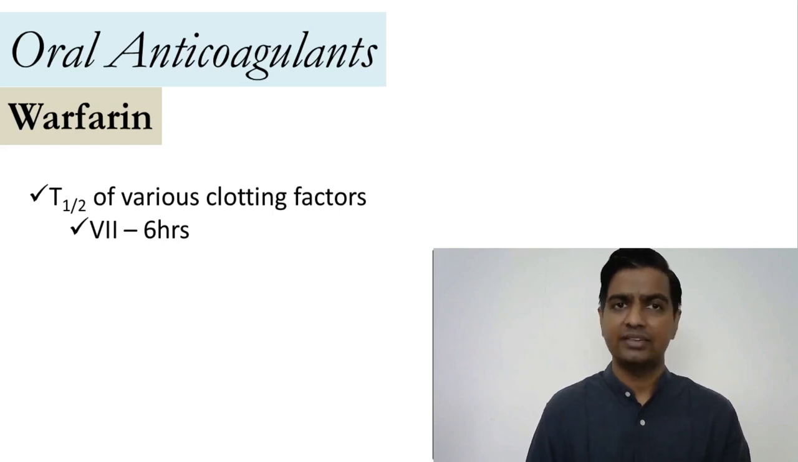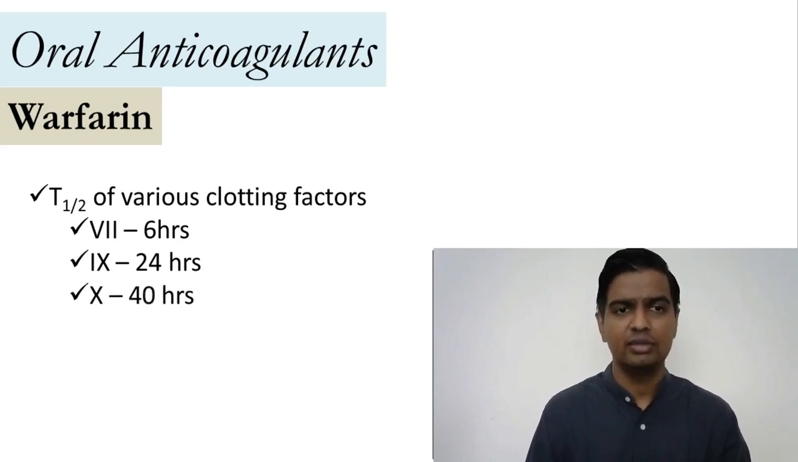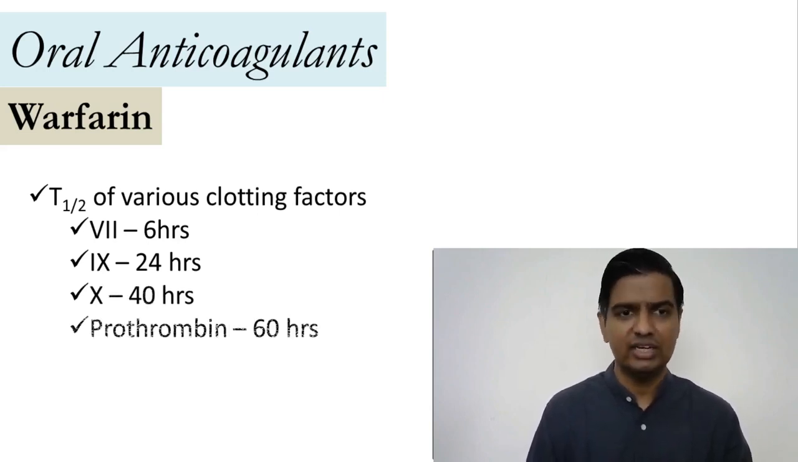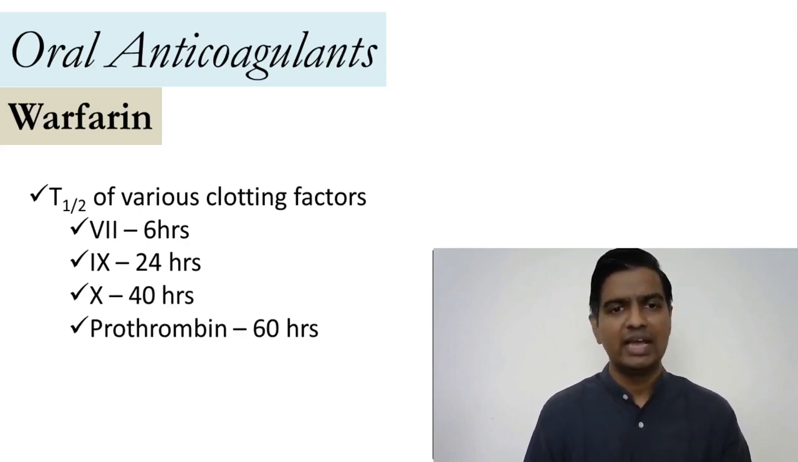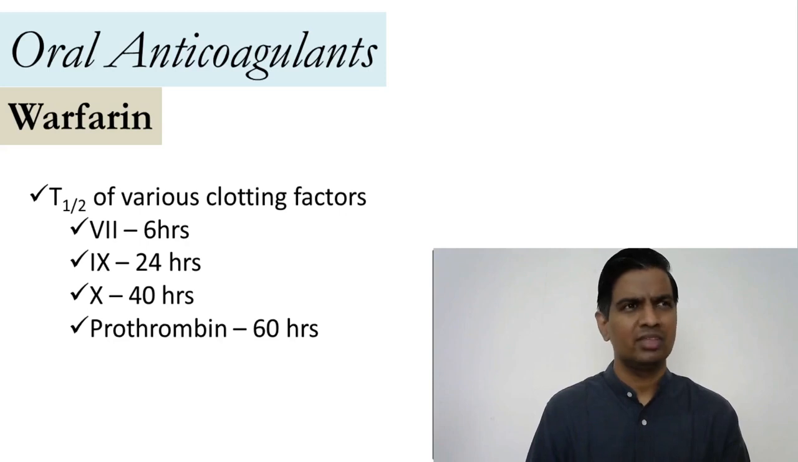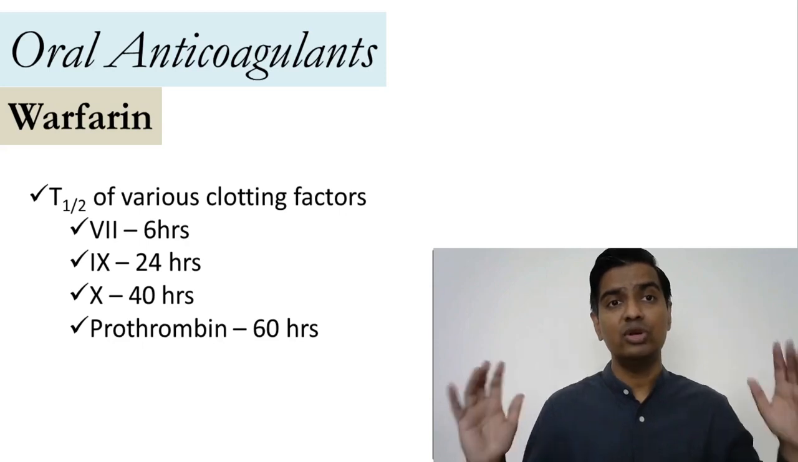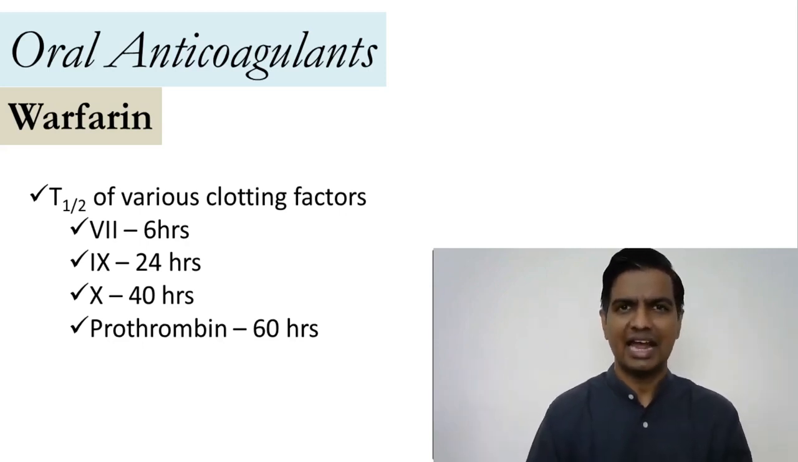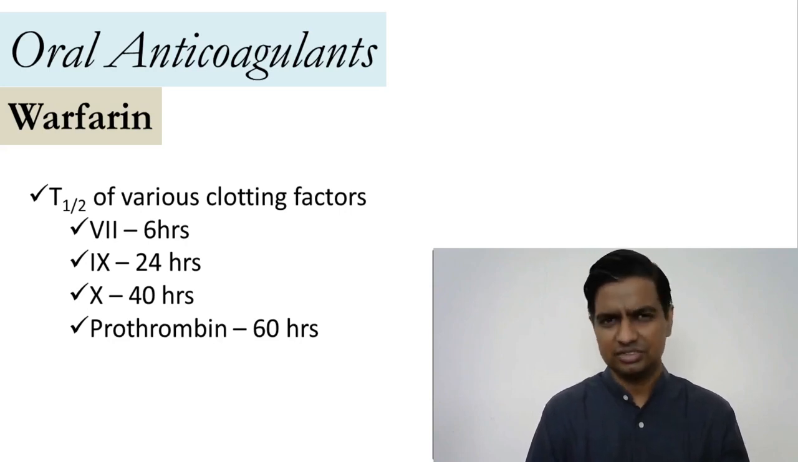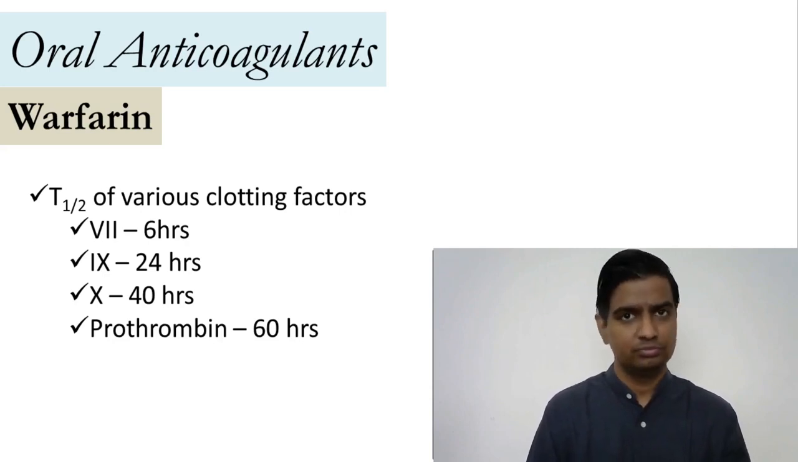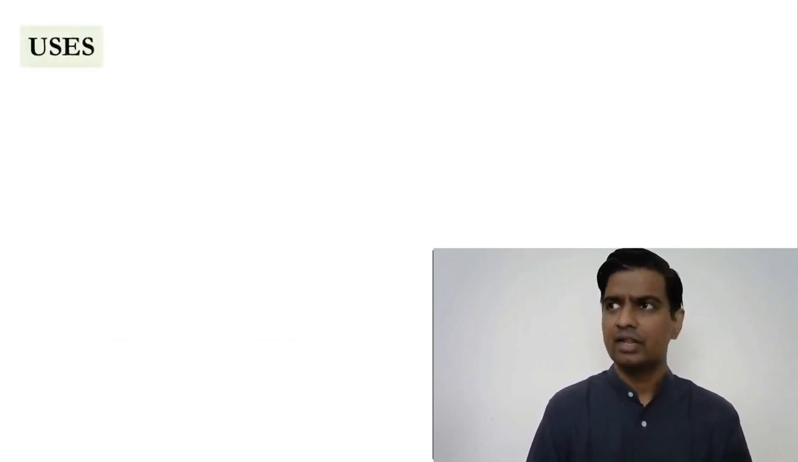Clotting factor 7 has a T half of 6 hours, which means within 6 hours the level of clotting factor 7 will start to decrease. Clotting factor 9 has a T half of 24 hours. Factor 10 has a T half of 40 hours, whereas prothrombin, clotting factor 2, has a T half of 60 hours. 60 hours is around 2.5 to 3 days, which means for the full-blown effect of warfarin, it takes at least 3 days. Till that time, the other clotting factors which were already synthesized are doing their job. Easy to understand this?